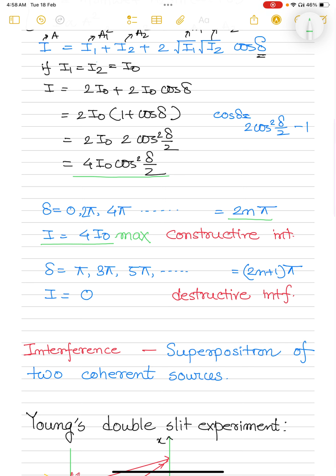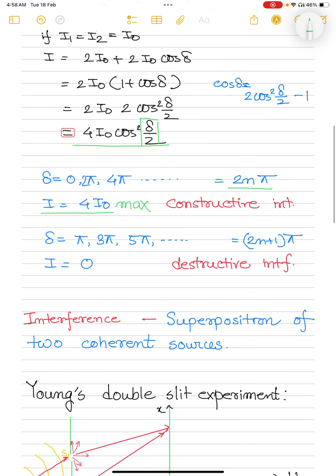And if delta equals pi, 3 pi, 5 pi, etc., that means (2n plus 1) times pi, then delta by 2 will be pi by 2, and cos pi by 2 is 0, so I am going to get I equals 0. Okay, so this is called destructive interference.